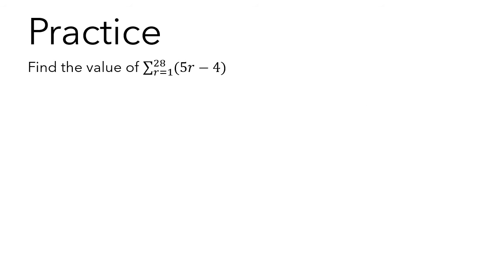Okay, let's find the value of this summation from r equals 1 to 28 of 5r minus 4. So we can easily do this if we just figure out what u1 is and what un is, well in this case u of 28. So if we plug in 1 to the expression, we get 5 times 1 minus 4. Well, that's just equal to 1. So I know u1 is going to equal 1. U of n, which in this case is actually 28, is going to equal 5 times 28 minus 4, which is 136.